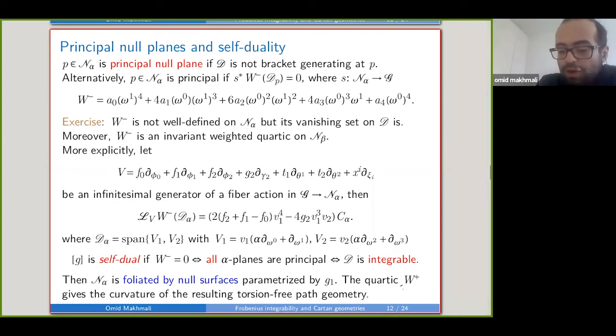And this other quartic W plus, which is again formed by here putting BIs and omega zero, omega two, replacing omega one by omega two, this gives the curvature of what is known as the geometry of torsion free path geometries. So this is a weighted quartic on this five dimensional twistor bundle, which now has a torsion free path structure.